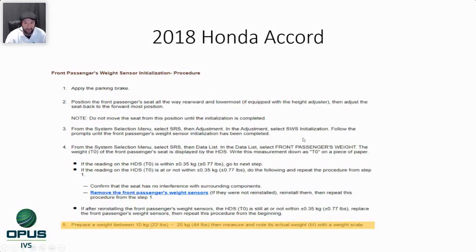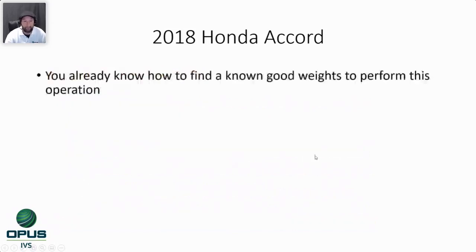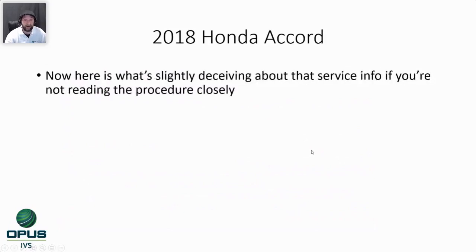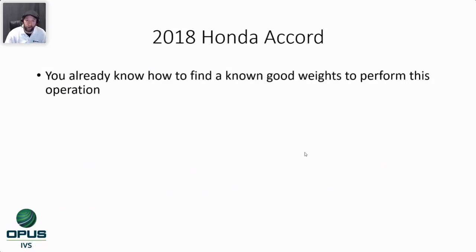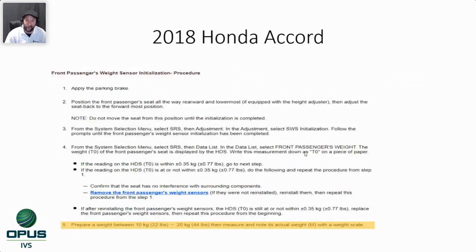But the other thing that's in here too, and I'll just point it out to you, is when we first do this programming, we're looking at our initial HDS reading to be within, well, it should be saying 0 pounds. So we know what the known good weights are to perform this operation. There's a little bit of service info in here that they're not very clear on, and I'll go back to that for a second. They're not very clear on this, and it doesn't say it on there.